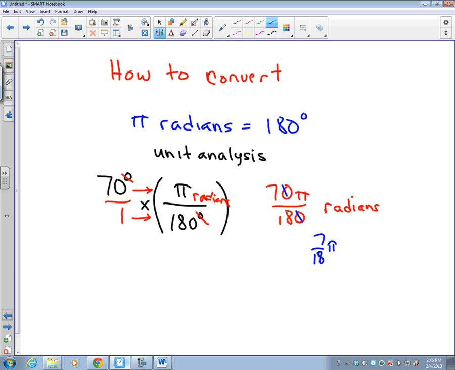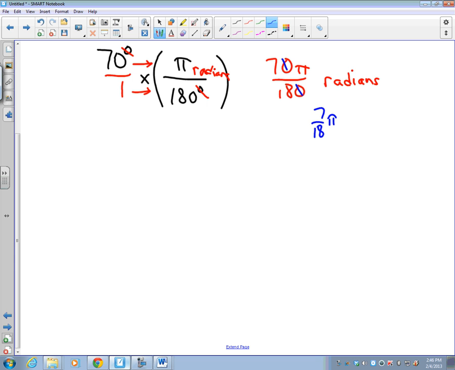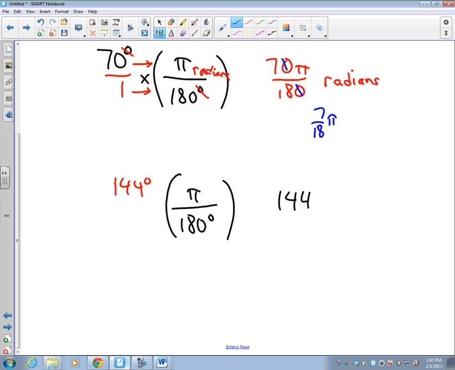So suppose you have something like this. 72 degrees. I'll make it 144 degrees. So if I want to convert it, again, I need my truth statement. 180 degrees equals pi radians. And I want the degrees to cancel out, so I put that on the bottom and I put the pi on the top. I multiply across, 144 pi over 180. I don't have to write radians because that's the default unit.